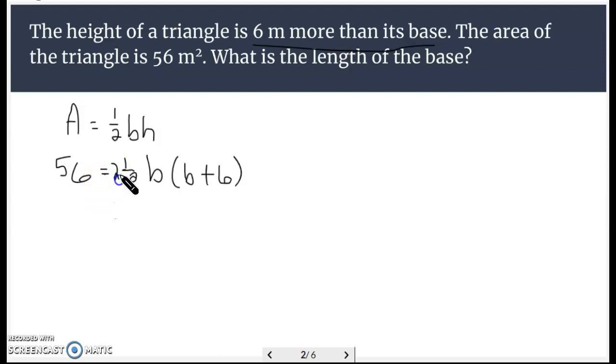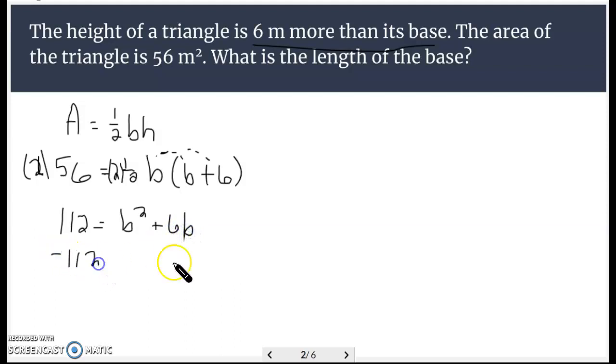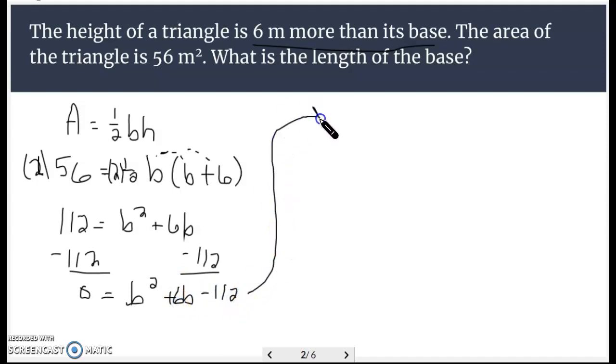First thing we're going to do is multiply both sides by 2. That'll get rid of the 1/2. 2 times 56 is 112. And then we're also going to distribute the b to get b squared plus 6b. Next up, we want to get everything to one side, put the quadratic in standard form, so to speak. So we'll have 0 equals b squared plus 6b minus 112. Since we're running out of room, we'll continue our work over here.